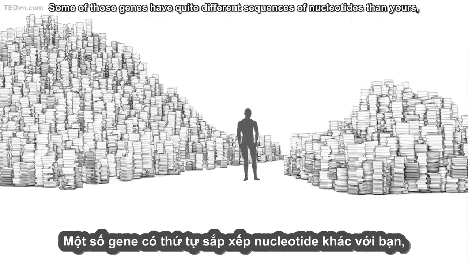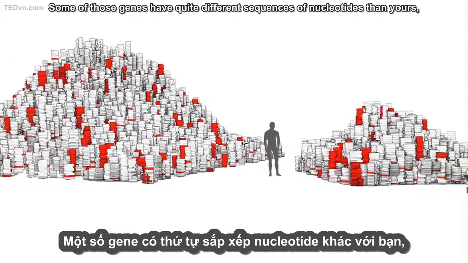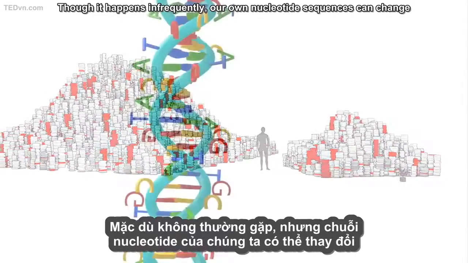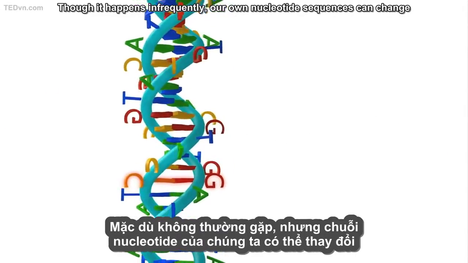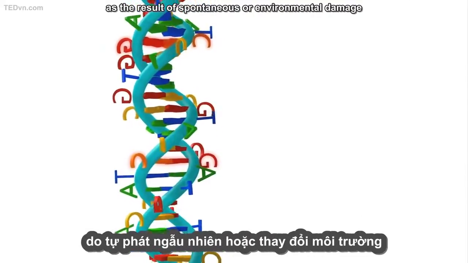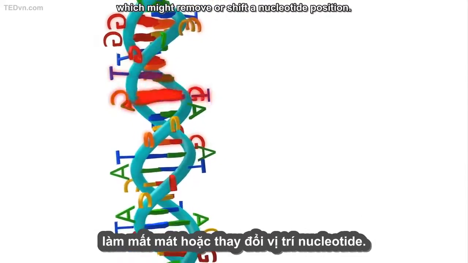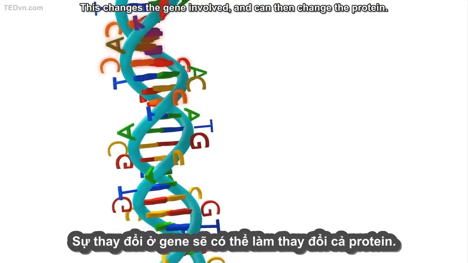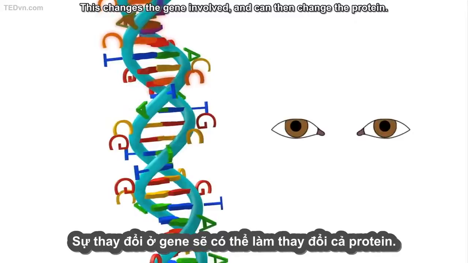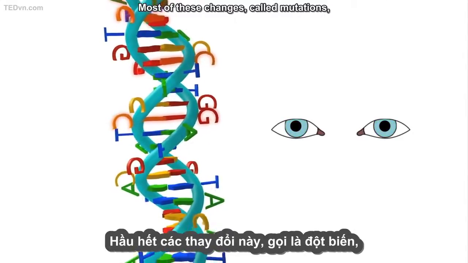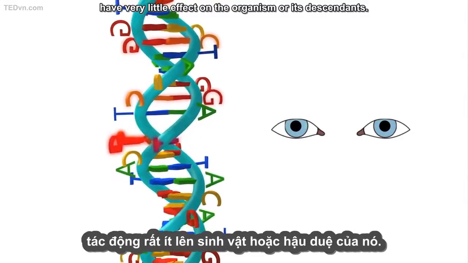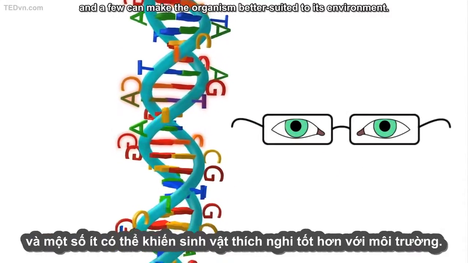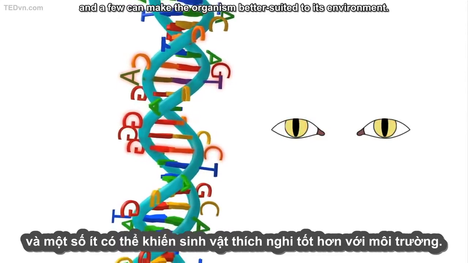Some of those genes have quite different sequences of nucleotides than yours, and some are similar to yours. Though it happens infrequently, our own nucleotide sequences can change as the result of spontaneous or environmental damage, which might remove or shift a nucleotide position. This changes the gene involved and can then change the protein. Most of these changes, called mutations, have very little effect on the organism or its descendants. Some are mildly damaging, and a few can make the organism better suited to its environment.